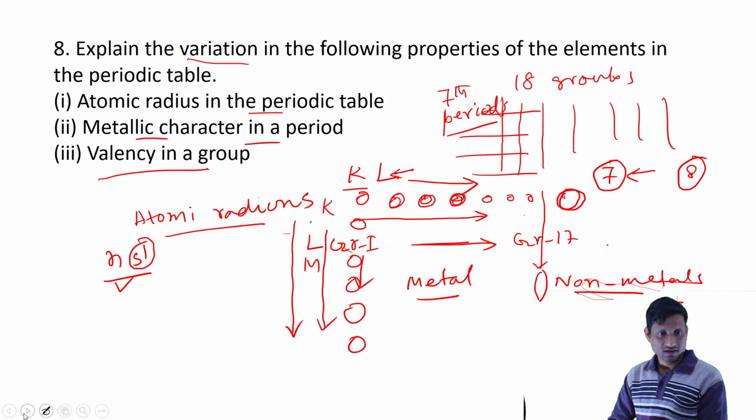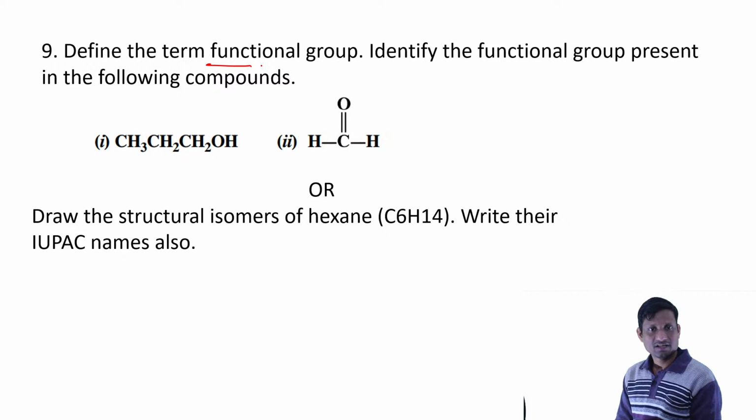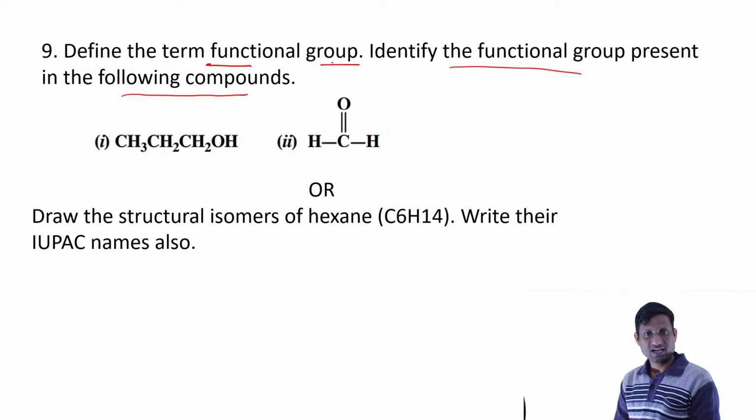So then we'll discuss the next question, which says define the term functional group. This is again from organic chemistry, carbon and its compounds. Define the term functional group and identify the functional group present in the following compounds. What we learned in class is that a functional group is an atom or group of atoms which decides the chemical properties.